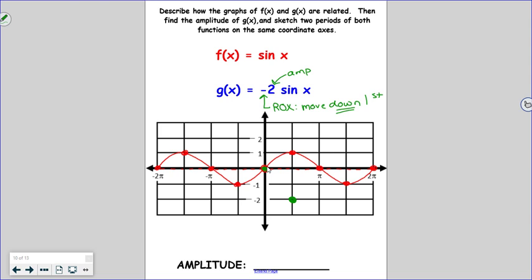Okay, so I was at my midline, I went down 2, back to my midline, up 2. Back to my midline, fill in the pattern all the way across. Up 2, midline, down 2, midline. Smooth curve to connect those dots.